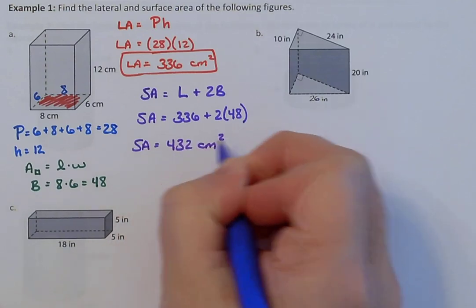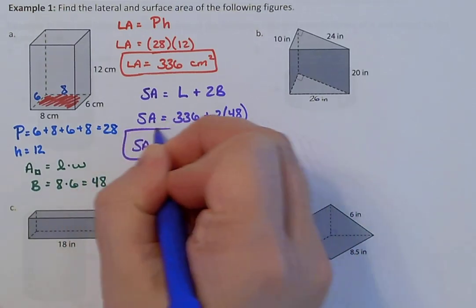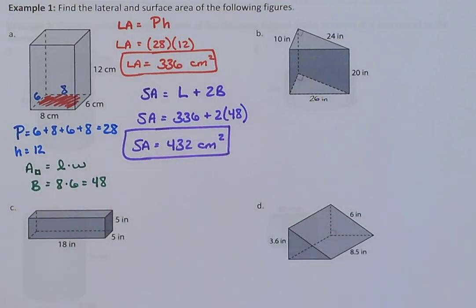And that is centimeters squared, because again, we're talking area, and area is always units squared. So that is how we go through and find the lateral and surface area of a rectangular prism.